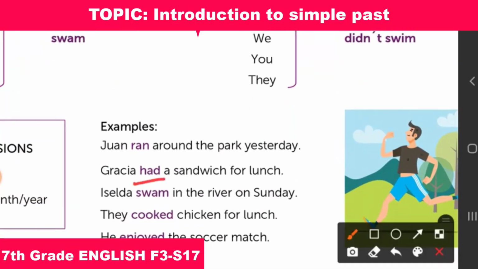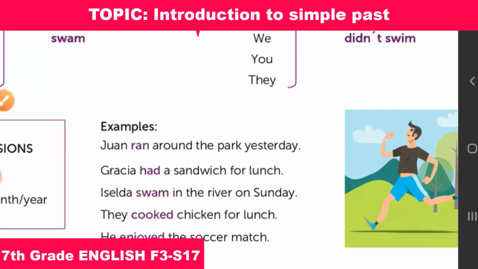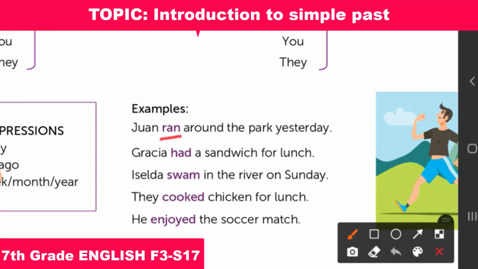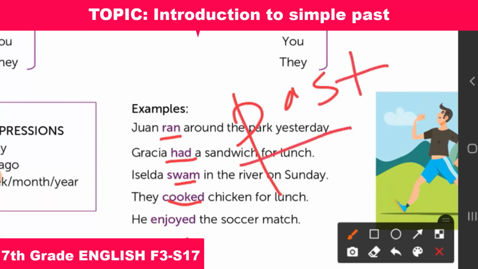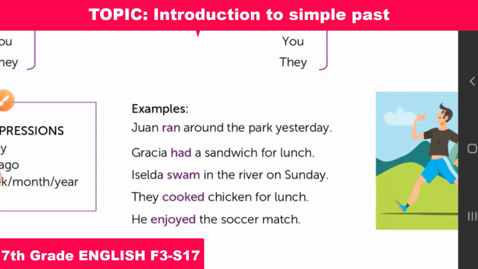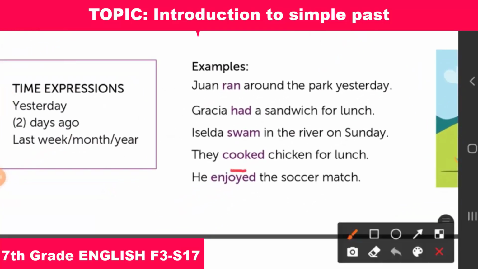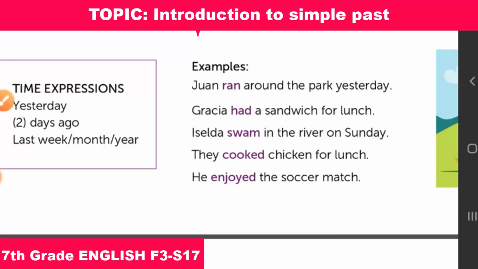Gracia had a sandwich for lunch. These words that are in bold are verbs in the past, okay? Son verbos en el pasado. Or verbs in the past. Okay, Iselda swam in the river on Sunday. They cooked chicken for lunch. He enjoyed the soccer match, okay?